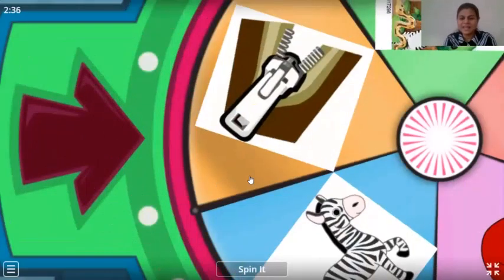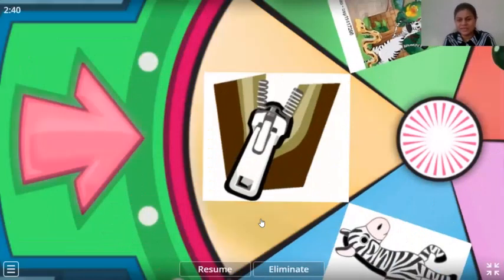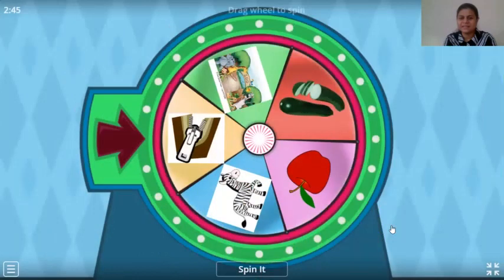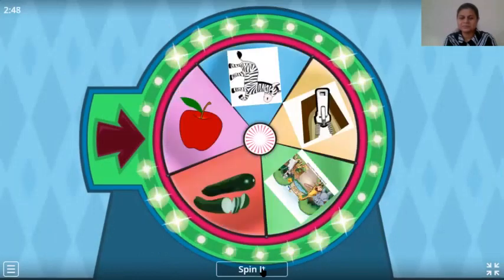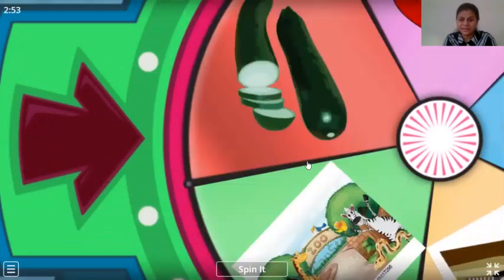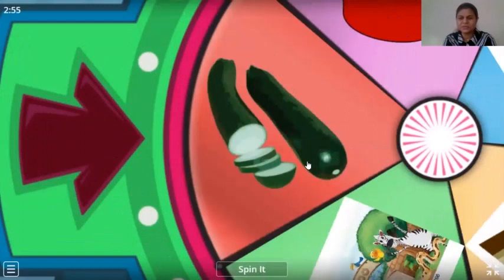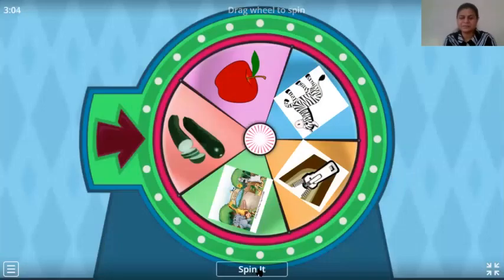Yes, again we have zip. Letter Z picture. So we resume. And let's spin the wheel. Again, we have the picture of zucchini. It is a letter Z picture, so let's resume. Spin again.